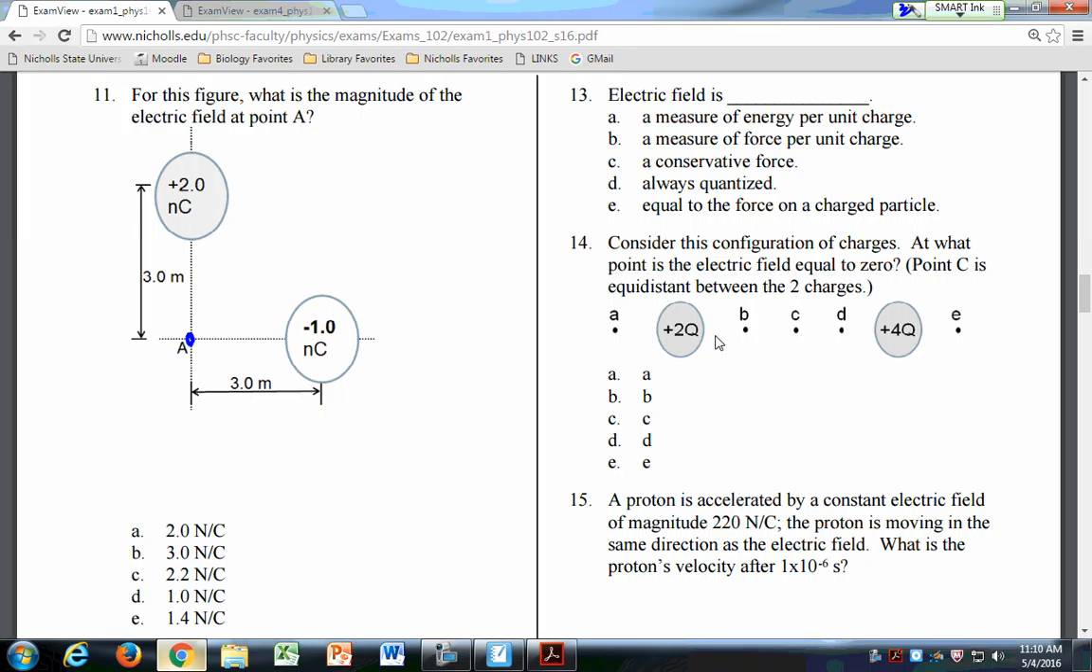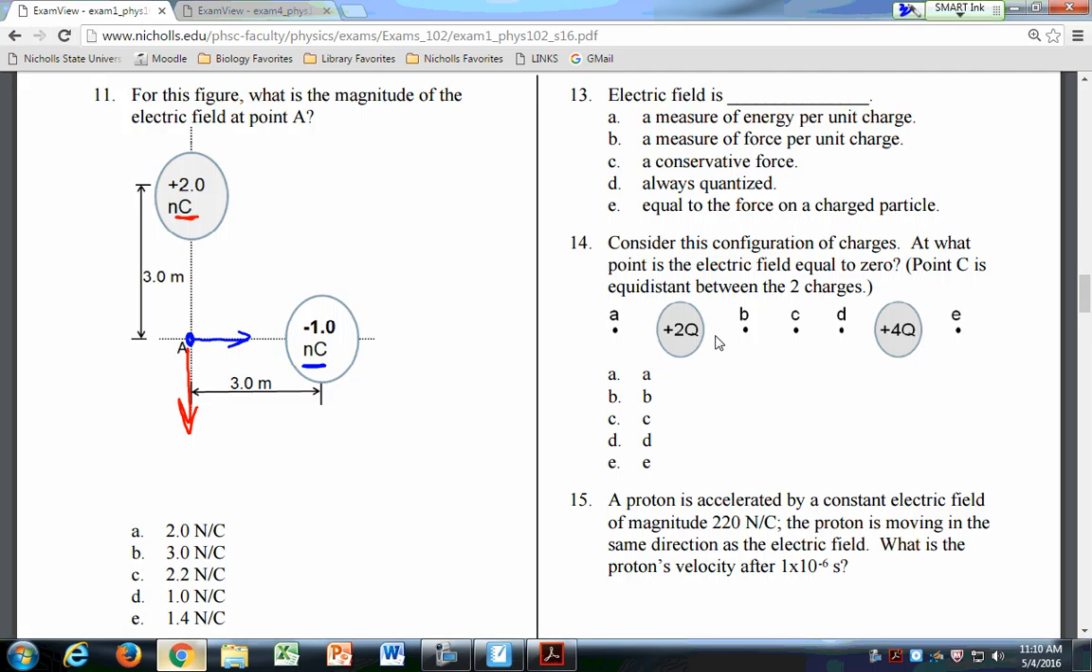First, you draw your vectors. The electric field due to this charge is going to be in this direction, and the electric field due to this charge is going to be in this direction. All right. And now that we know the directions, we need to find the magnitudes.